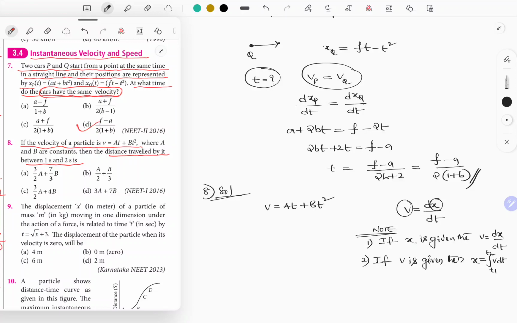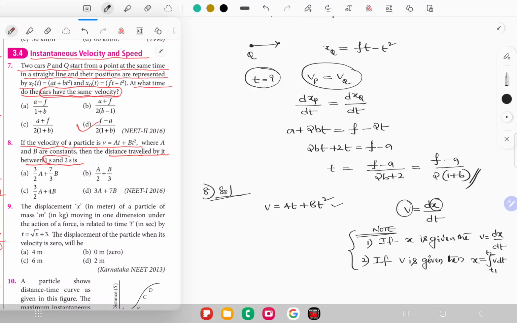If the x versus time equation is given, finding velocity is nothing but differentiating that position. If the v versus time equation is given, then to find the displacement or distance, we have to integrate velocity with respect to time. Remember this process. Now they have given velocity, so what should I do? I have to integrate this equation. From where to where? They have already given 1 second to 2 seconds.